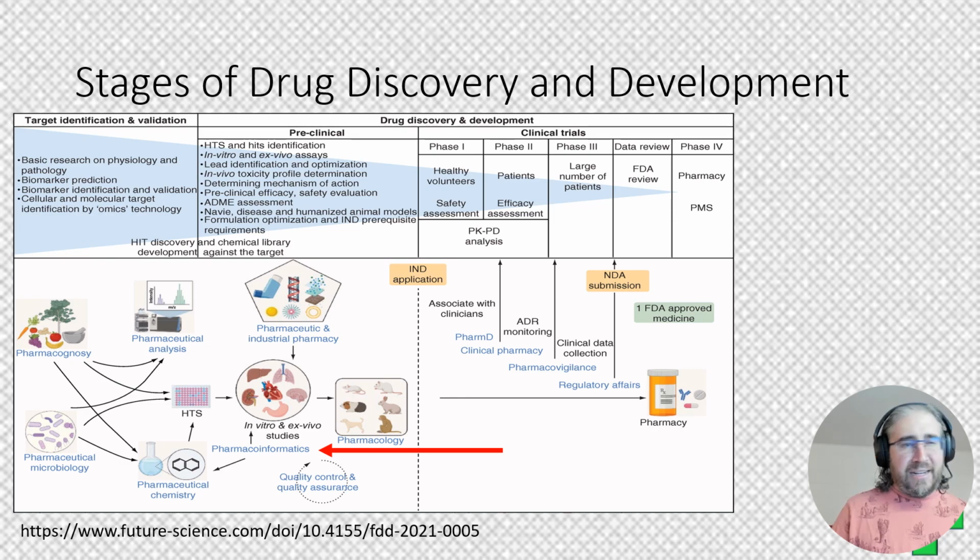I also put another figure here, another example of the various stages of drug discovery and development, from the work that occurs before clinical trials all the way through FDA approval. And I even put a red arrow here to identify that pharmacoinformatics fits in those early research and development phases.